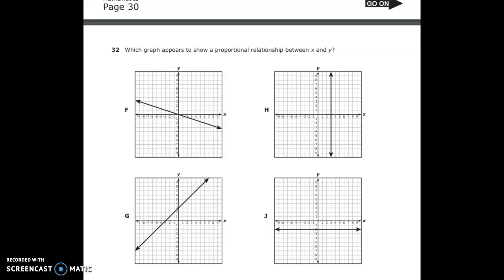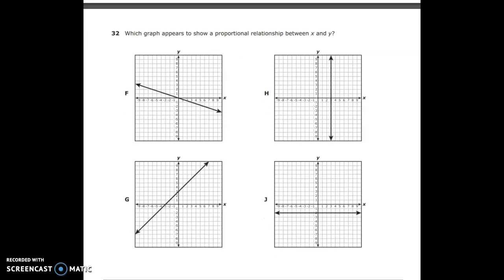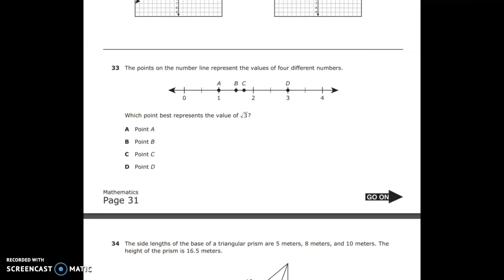Number 32, which graph appears to show the proportional relationship between x and y? Number 33, the points on the number line represent the values of 4 different numbers. A, B, C, D. Which point best represents the value of the square root of 3?